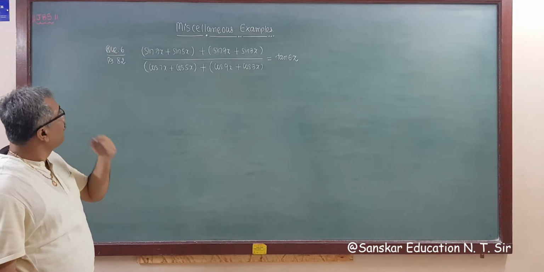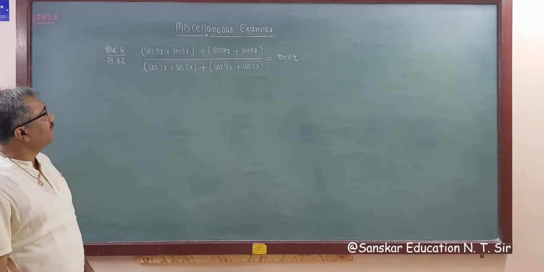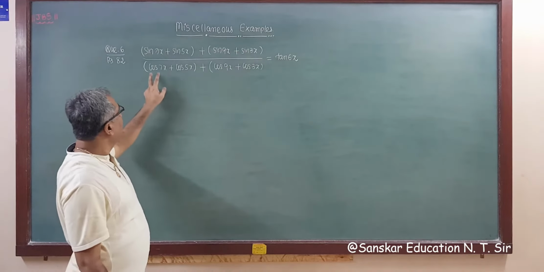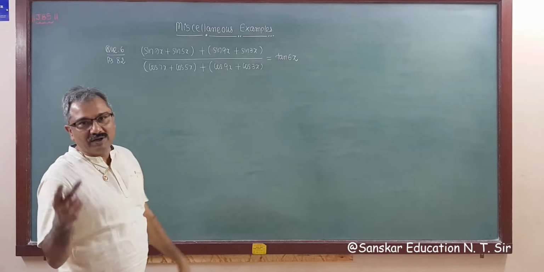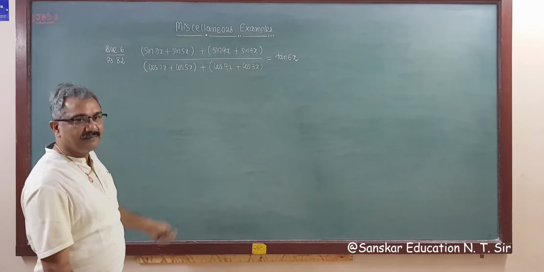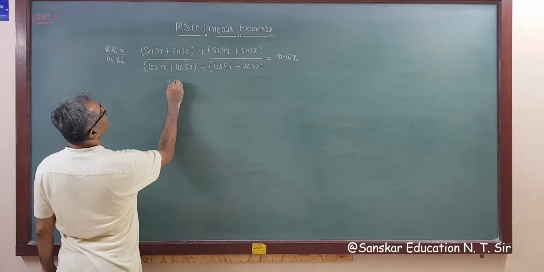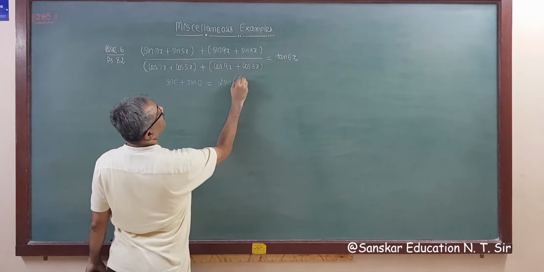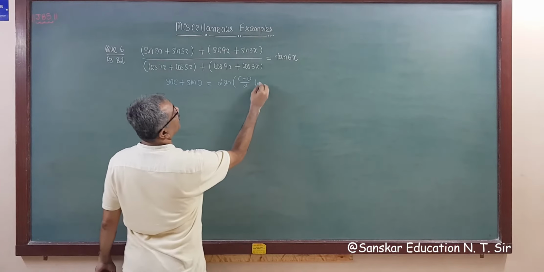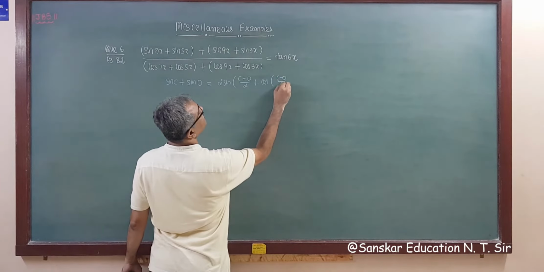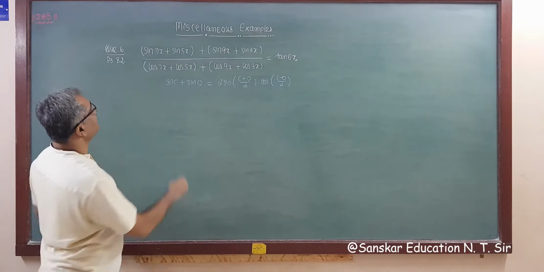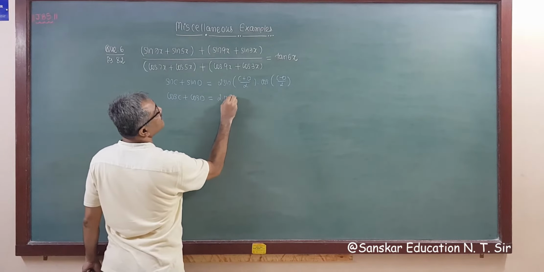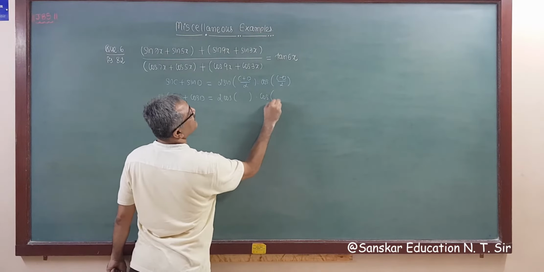Question 6, page 82. We have to prove that (sin 7x + sin 5x + sin 9x + sin 3x) upon (cos 7x + cos 5x + cos 9x + cos 3x) equals tan 6x. Two formulas we have to apply and simplify. The first formula, in the numerator, is sin C plus sin D, which is 2 sin((C+D)/2) cos((C-D)/2), and cos C plus cos D is 2 cos((C+D)/2) cos((C-D)/2).